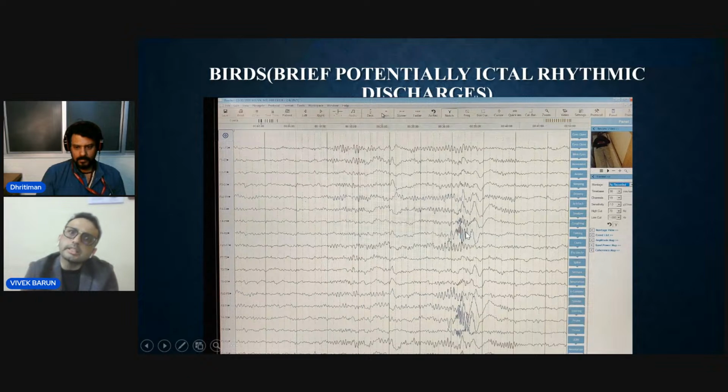So it has as much importance as spike and wave discharges. Actually, it is more important. It is also one of the recently recognized interictal findings.